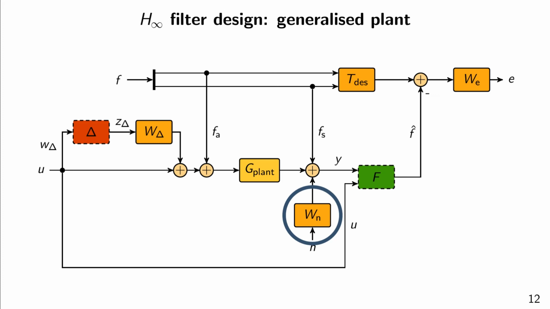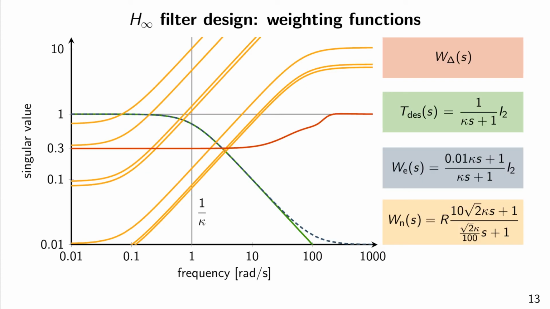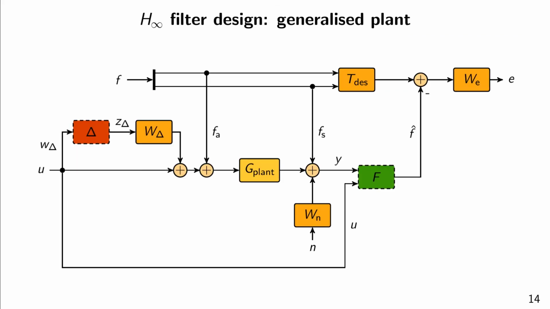The measurement noise is weighted by Wn. This weighting function expresses the noise cancellation requirement as a function of frequency. This is Wn. R is a diagonal matrix with the standard deviations of the individual noise signals on the main diagonal. We design an array of filters for different values of kappa and for both the rigid and flexible model to study the attainable performance as a function of the filter bandwidth.